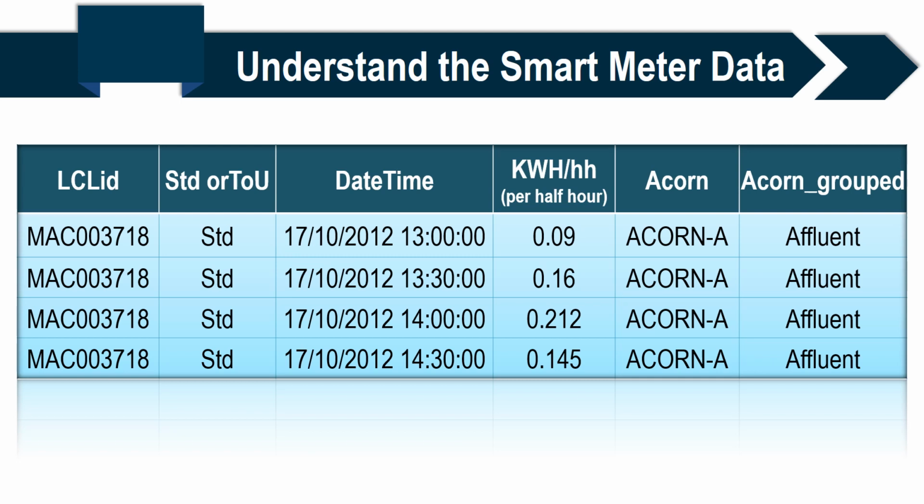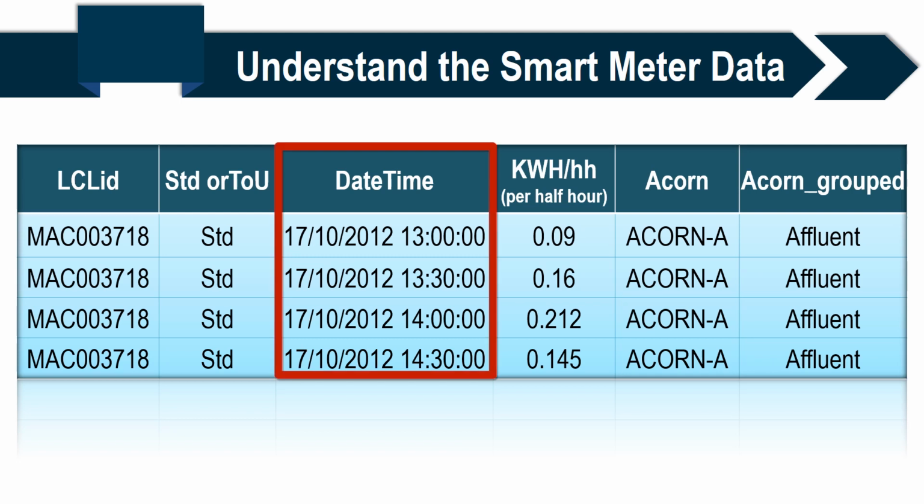In this data, if you look at the table on the left hand side, the first column is an identifier of the meter. The second column indicates whether that customer is on standard pricing or time of usage pricing. In the previous module, we discussed time of usage pricing as well as standard pricing. Here in this example, you see all the records are STD.